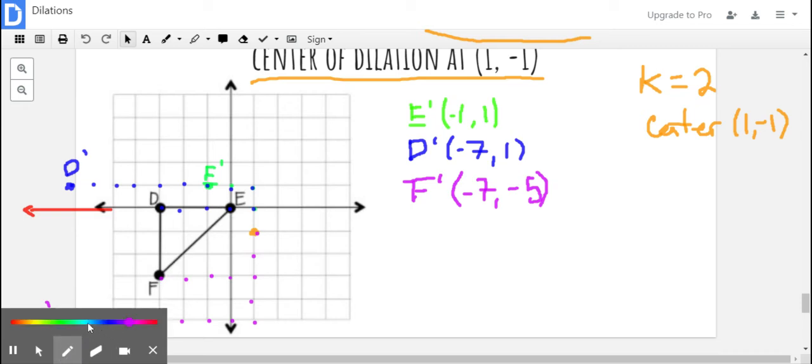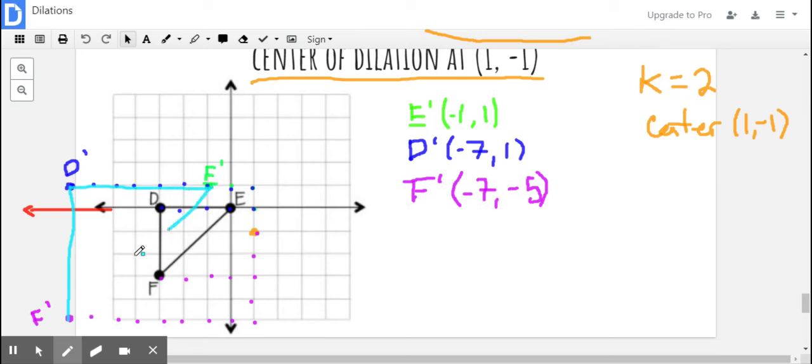So let's use a different color. Let's use light blue to connect all these points. So our F and D prime can connect, and then we have it connected to E prime and connected back to F prime. And that finishes up the dilation.